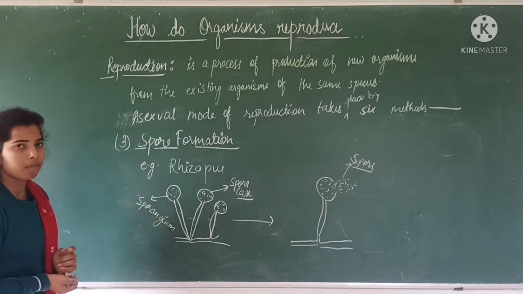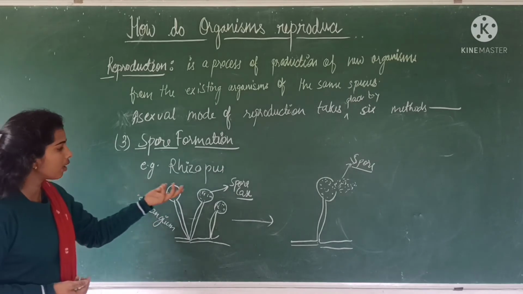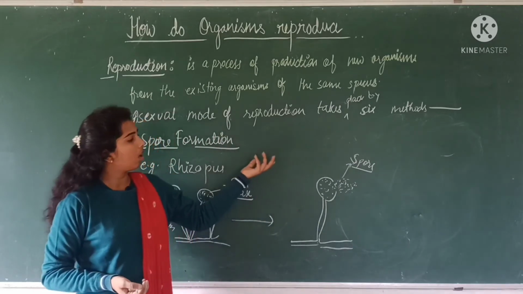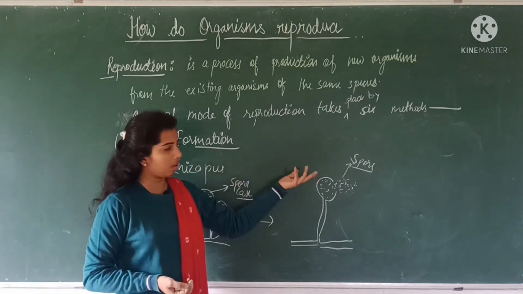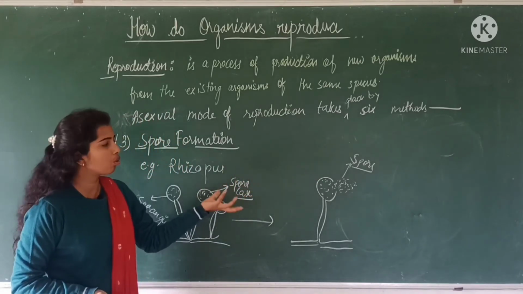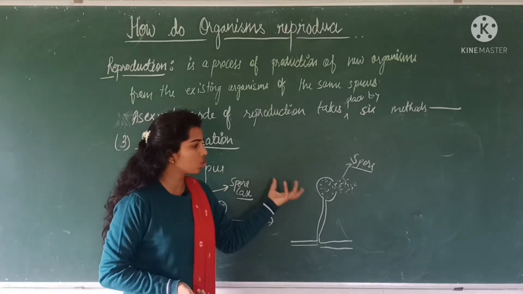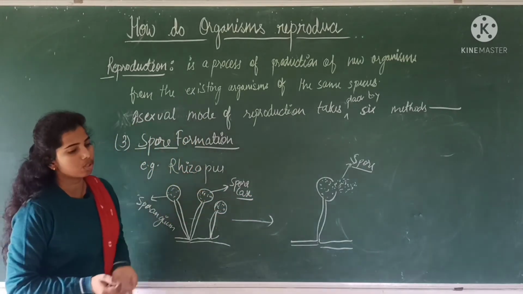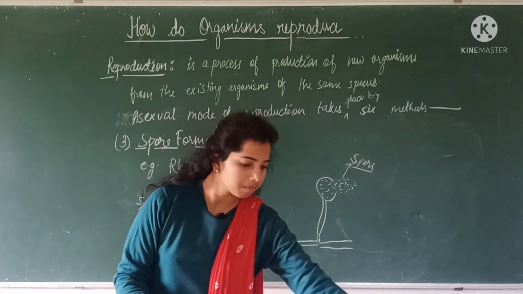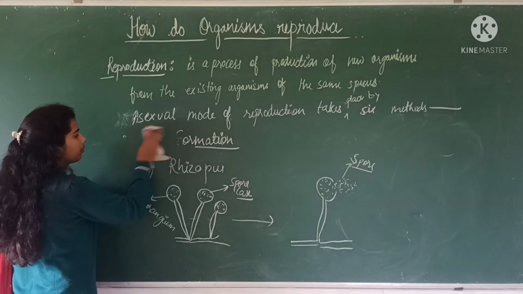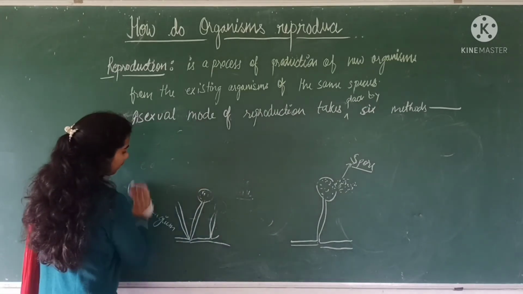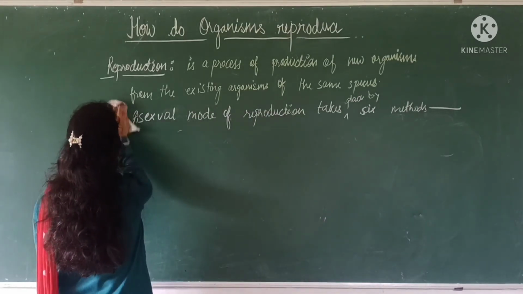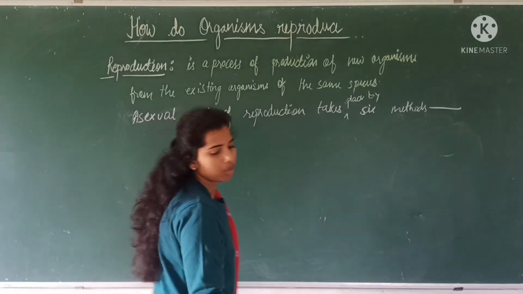In spore formation, there is formation of spores inside the sporangium. When the spore case bursts, the spores are released from the sporangium, and when spores find a suitable medium or favorable condition to grow, they germinate there, and the new organism, the new rhizopus, is produced. Now the next method is regeneration. These all are the methods of asexual reproduction.